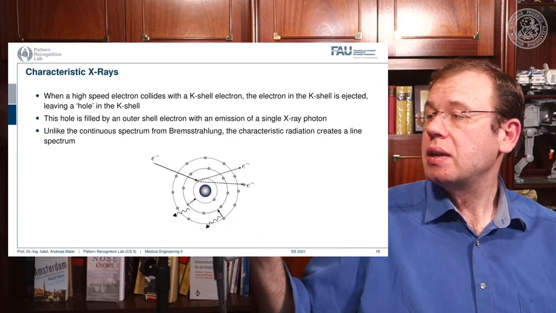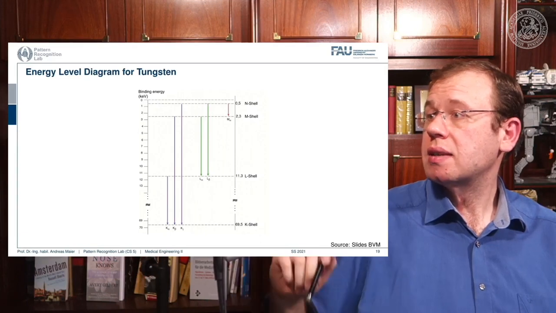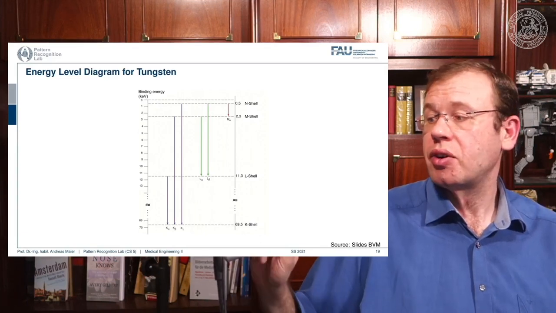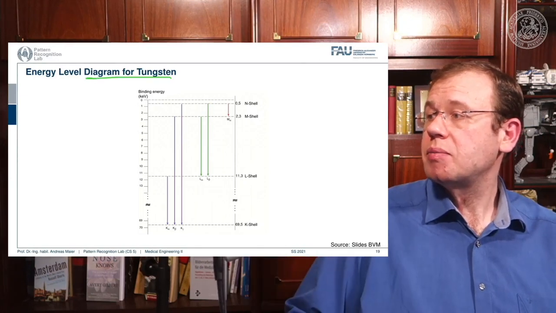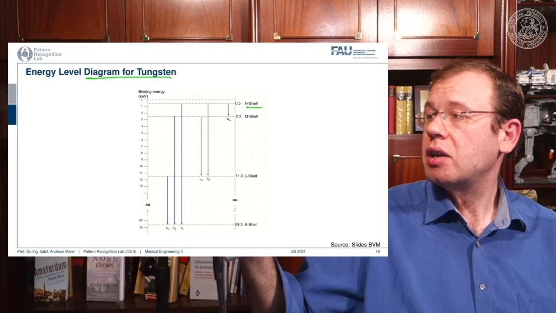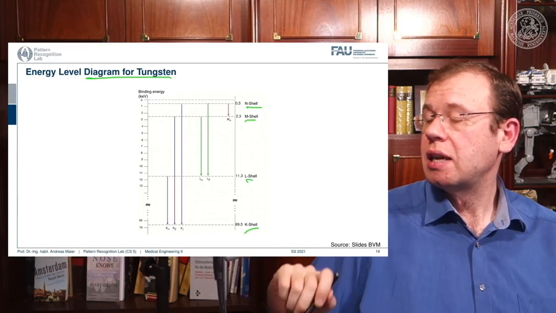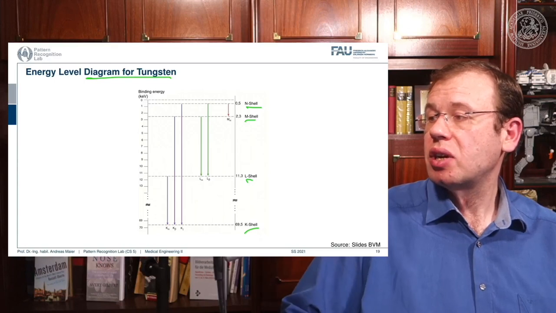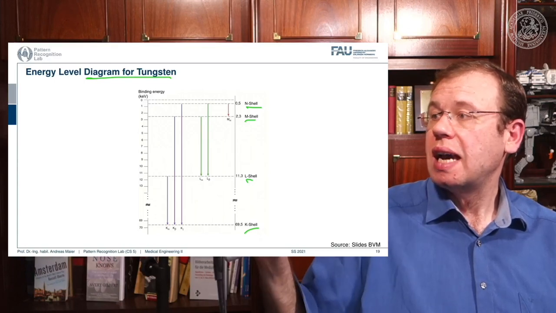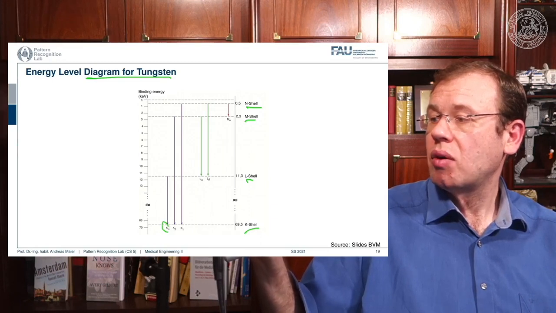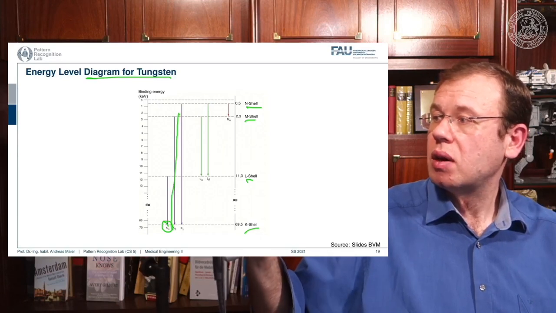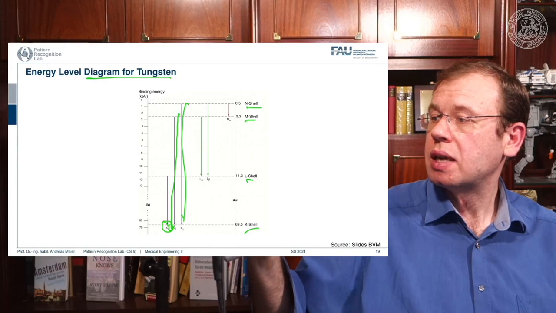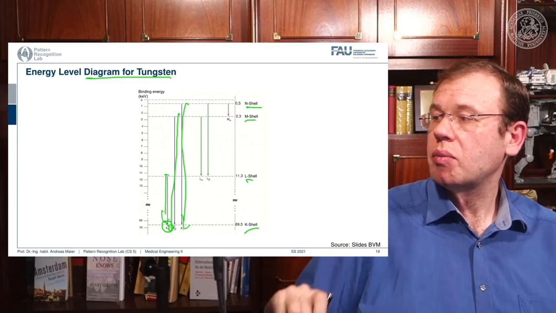So here you see the energy levels for tungsten. I'm choosing tungsten here because this is a very popular material for anodes. So this is the diagram for tungsten, and here you can see that we have an N shell, an M shell, an L shell, and a K shell, and the different electron configurations. And then what happens is if we kick out one of the electrons on this shell, it could happen that we have something falling down from the M shell or from the N shell directly, or it could be falling down from the L shell.